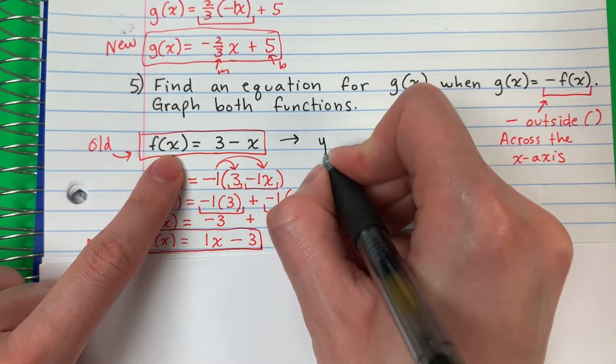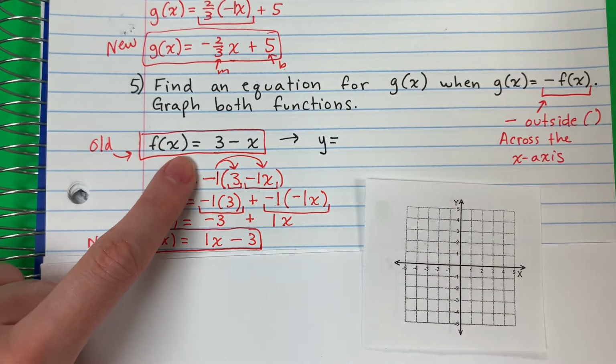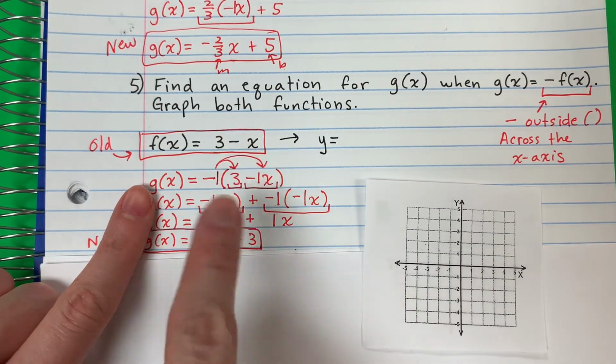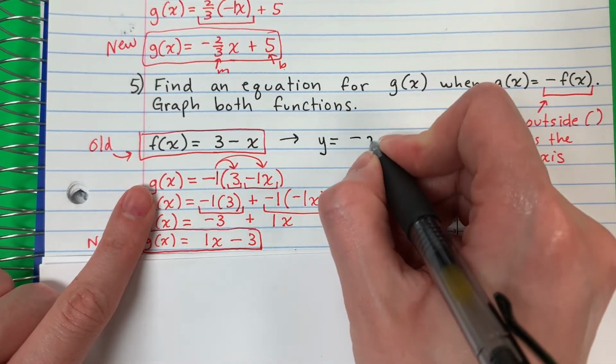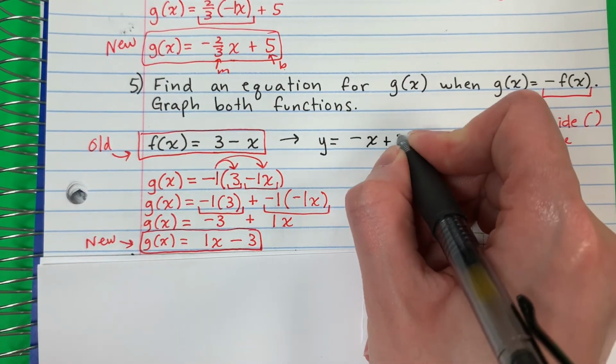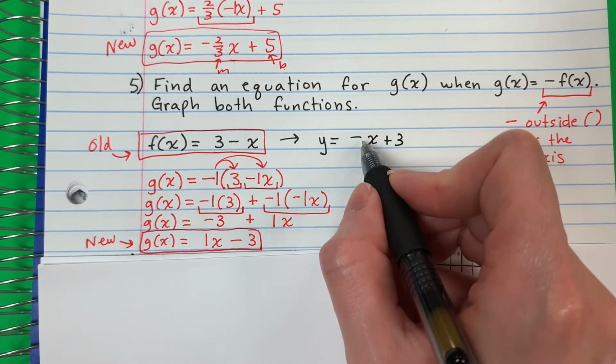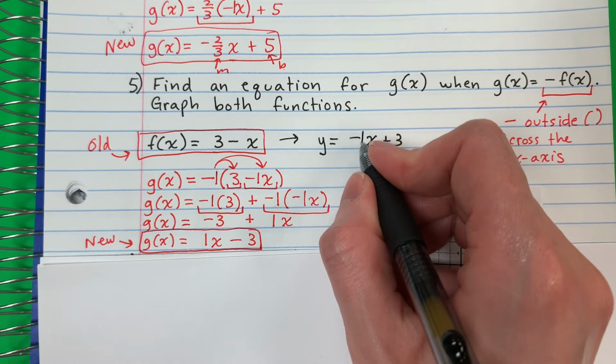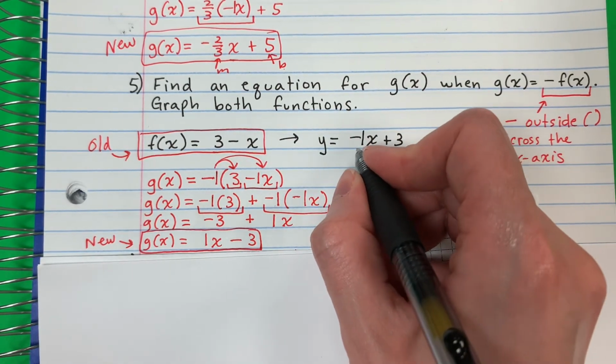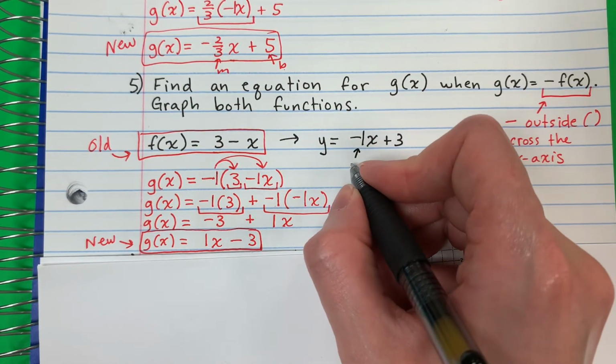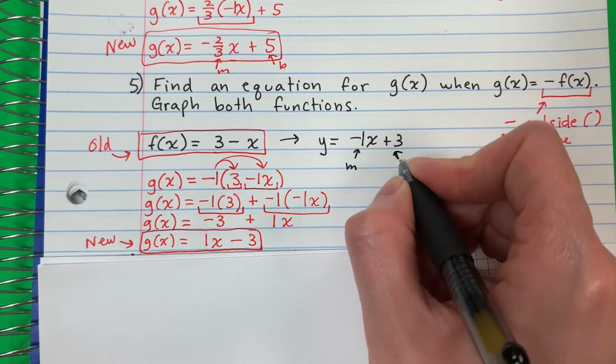Remember, f of x is y. F de x es y. Y equals, I need to switch. So this is negative x, positive 3. What number here if there's no number? ¿Cuál número aquí si no hay número? 1. Uno. So my number with x is m. Mi número con x is m. And this is b. Este es b.